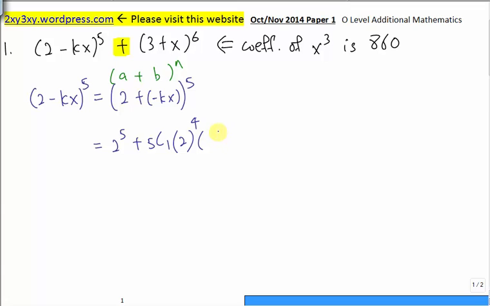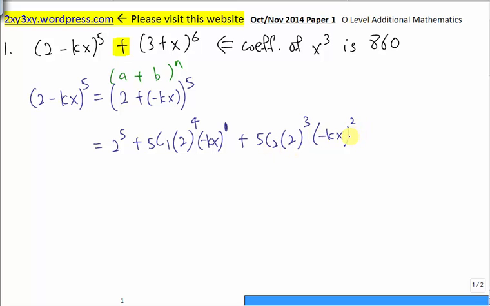Then b, the expression of b obtained from here, and the power of b will follow this value here, which is 1. Plus, after 5c1, the next term will be 5c2. 2 to the power of 5 minus 2 will give you 3. b will be minus kx to the power of 2.